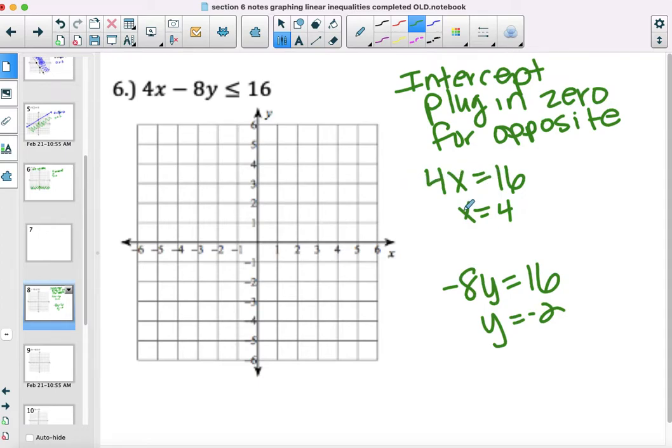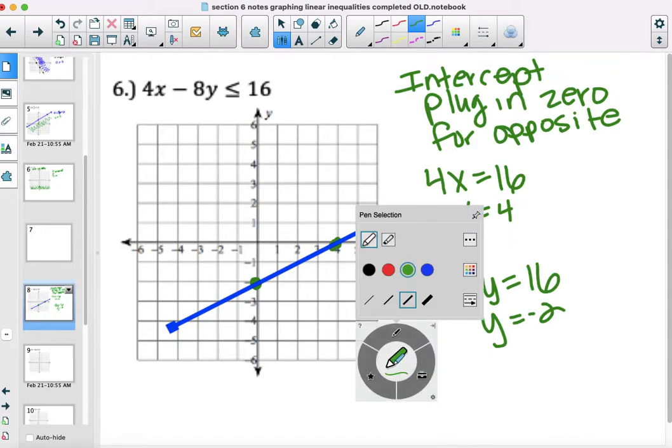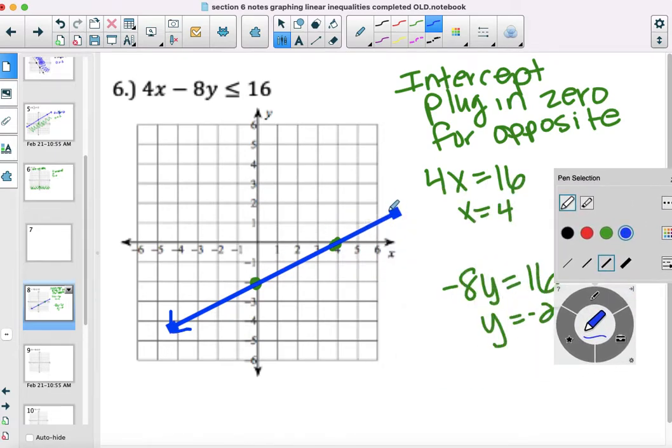So intercepts get placed on the axis. So it says x equals 4, we're going to go to 4 and put a dot. Y equals negative 2, we're going to go to negative 2 and put a dot. And so this is going to be a solid line because it is an equal to. Go ahead and grab our line tool here. Use your ruler, draw through there. And of course, we'd want those technically to be arrows there on the end of our graph.